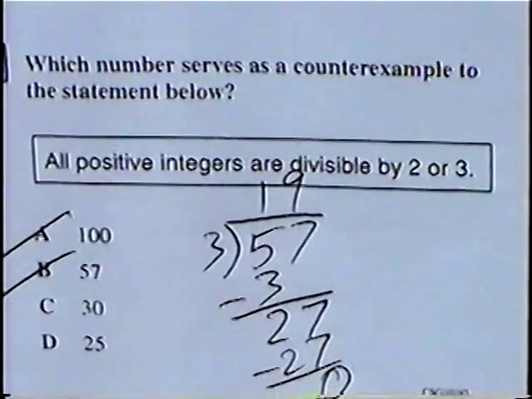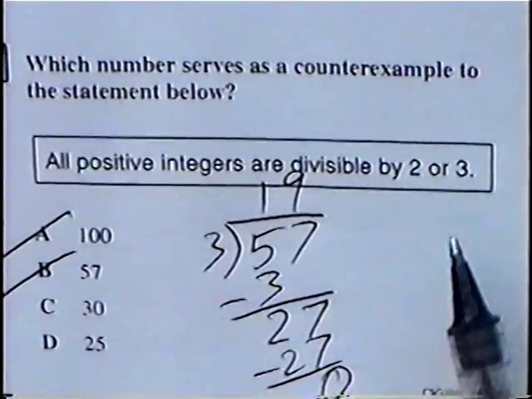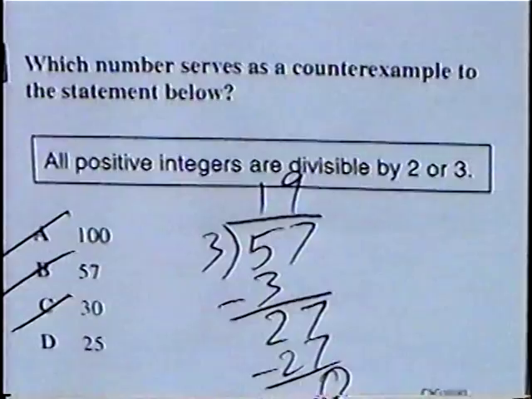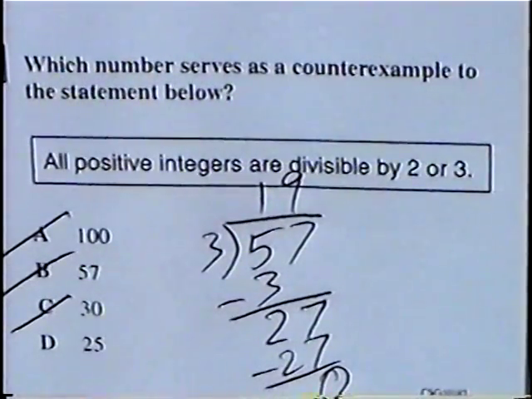Letter C, the number 30. 30 is an even number. So 2 does divide in, 3 also divides in, but since both numbers divide, that would be the incorrect answer.